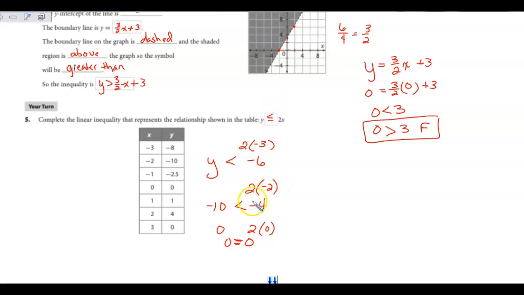So just test them and see how it works, okay? So this one we compared negative 8. We said it's less than negative 6. This one we said y is negative 10 and x is negative 2, so that's negative 4. And negative 10 is less than negative 4. And then when I replaced it with zeros, 0 is equal to 0, so that's the or equal to.